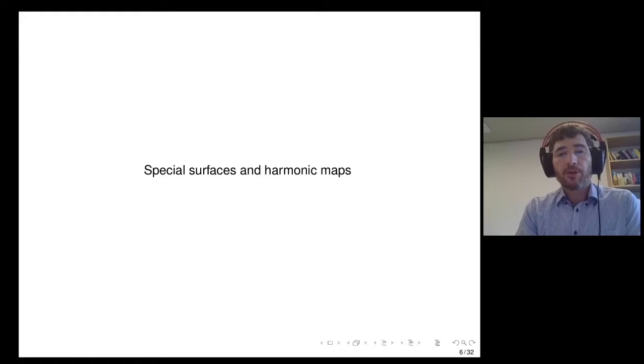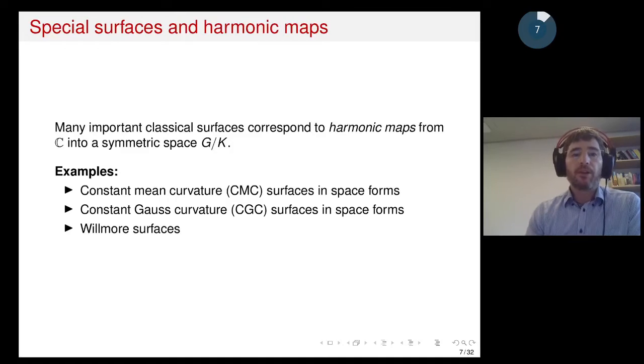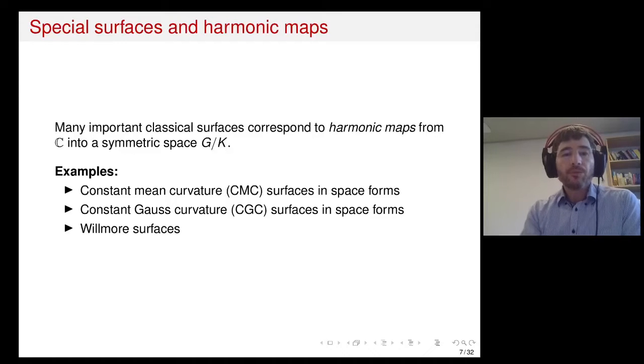So the method I want to introduce is connected with harmonic maps, and the type of methods which I'm going to talk about apply to most of these surfaces. So I just want to give you an introduction to the general setup. The starting point is that many important classical surfaces correspond to harmonic maps into symmetric spaces. These can also be Lorentzian harmonic, but I'm just talking about Riemannian harmonic maps today. So for example, constant mean curvature surfaces, constant Gauss curvature surfaces, and Willmore surfaces. These are the most well-known examples.